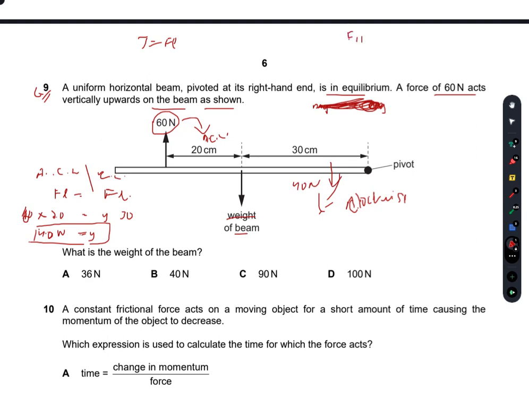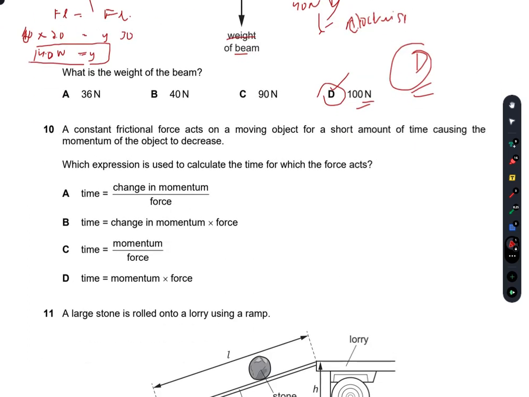F1 plus F2 is equal to the weight. So 60 plus 40 would be the weight, which is 100. So 100 would be the weight of the object here. So D would be the right option. Hope you understood. Question number 10.